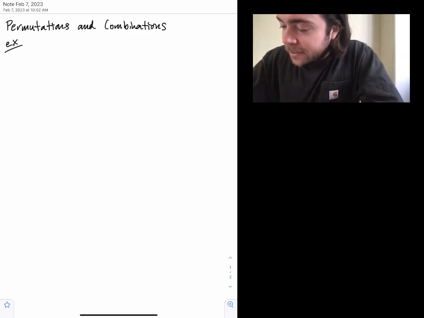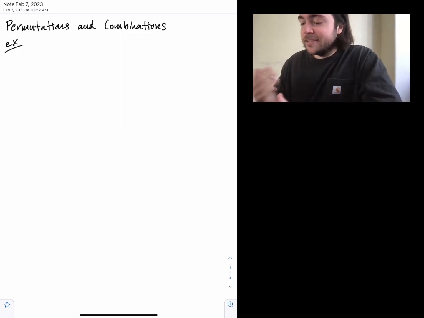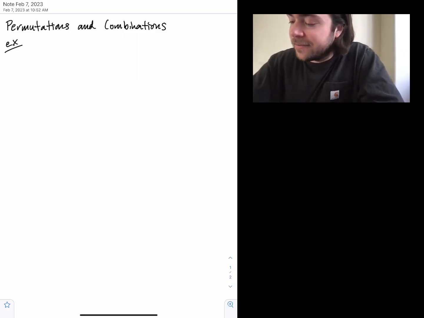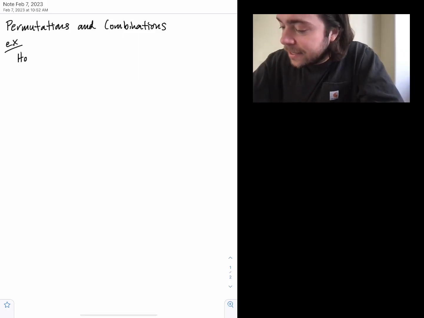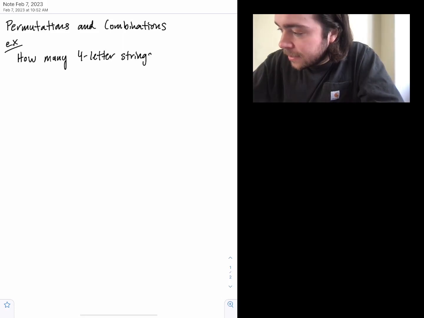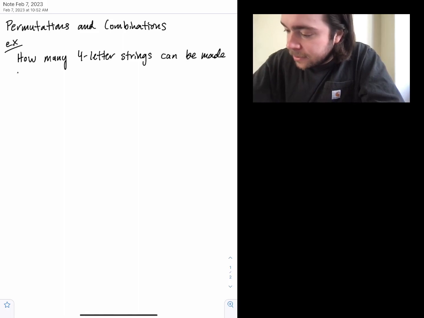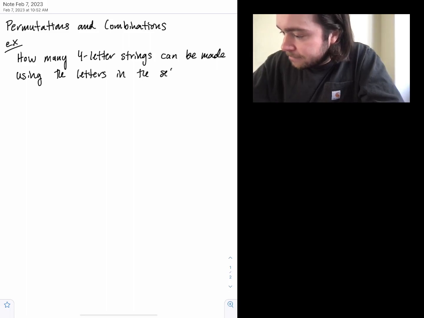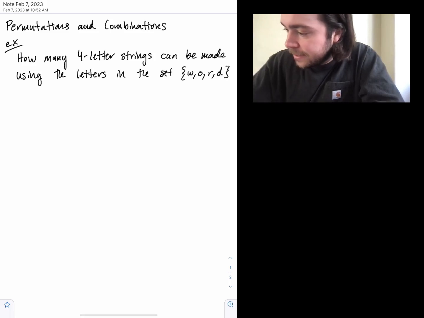Okay, so the first example, I'm going to start with an example, then give you the definition, so hopefully the definition will make more sense after having seen it in context. So how many four-letter strings can be made using the letters in the set containing W, O, R, and D, each exactly once.